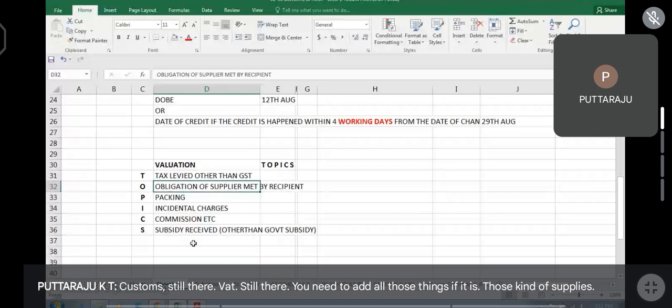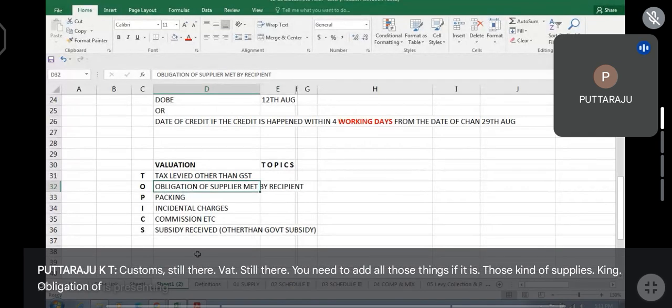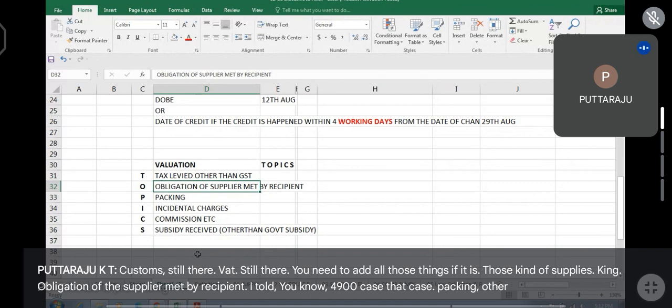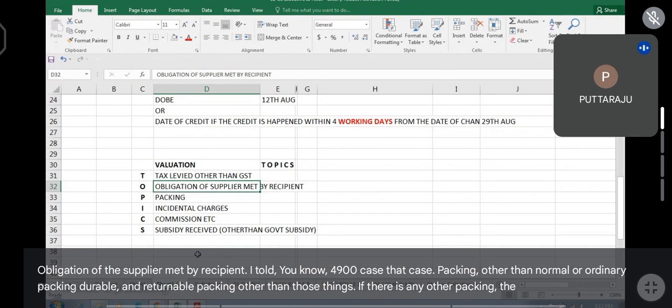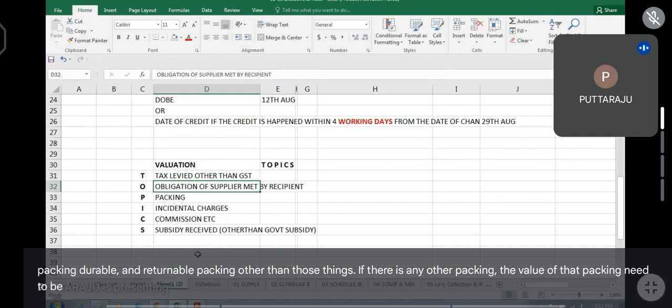Okay. Obligation of the supplier met by recipient. I told you, the 4,900 case, that case. Packing, other than normal or ordinary packing, durable and returnable packing, other than those things, if there is any other packing, the value of that packing needs to be added.